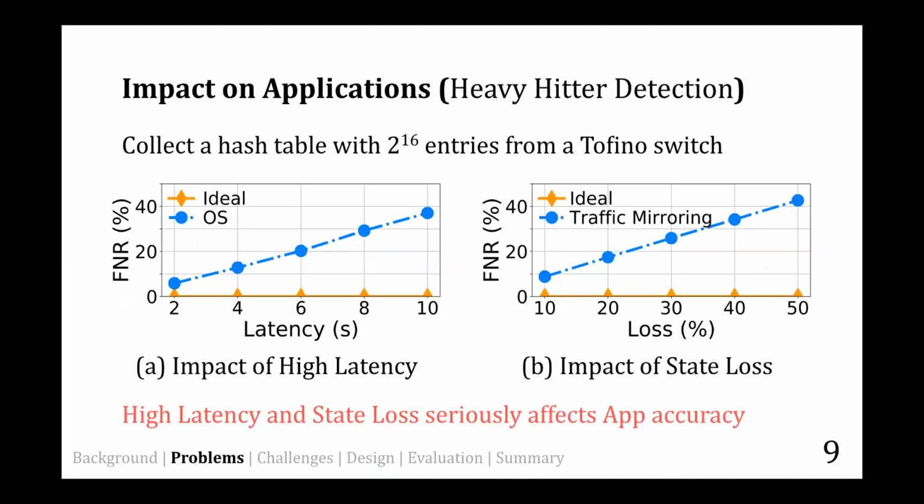We also evaluate the impact of existing solutions on the accuracy of an application, heavy hitter detection. Our results indicate that the high latency in switch OS and the state loss in traffic mirroring seriously affect the accuracy of an application. More details of our benchmarks can be found in our paper.